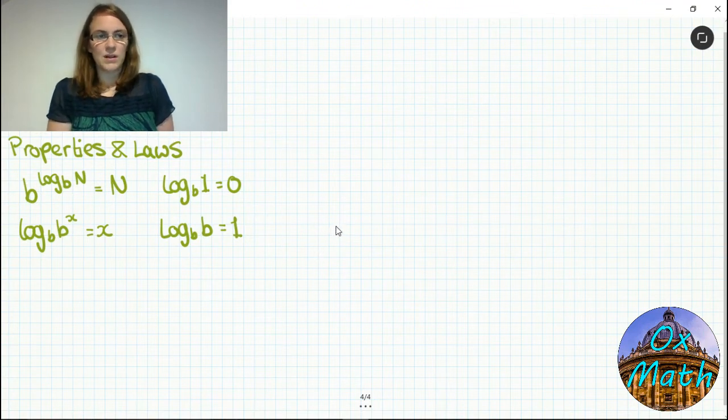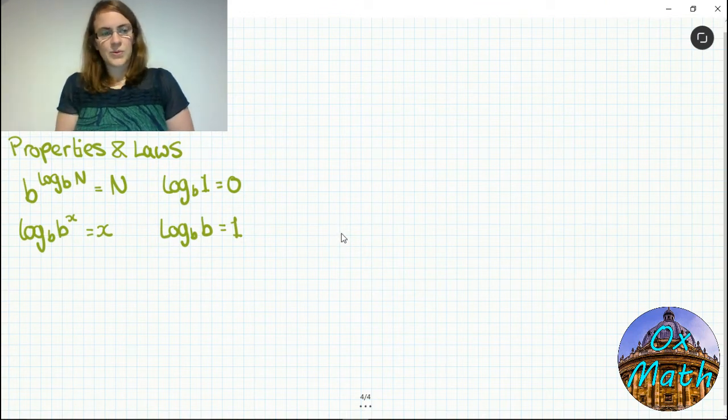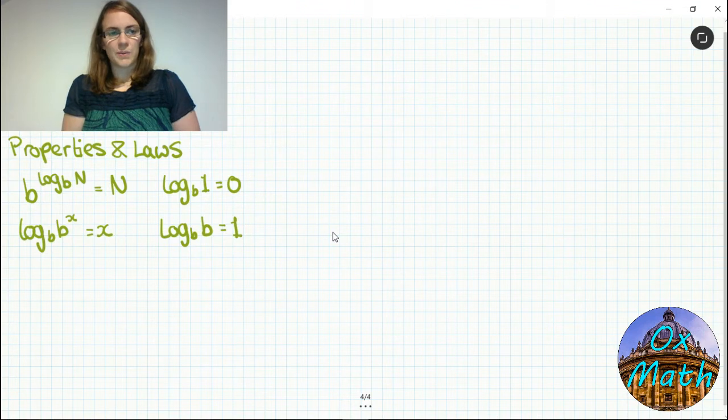So we're going to quickly look at where the laws come from, and then we'll look at how we can use them. If you don't want to know where the laws come from, then look in the description below and you can skip to the section where we actually talk about how to use them.